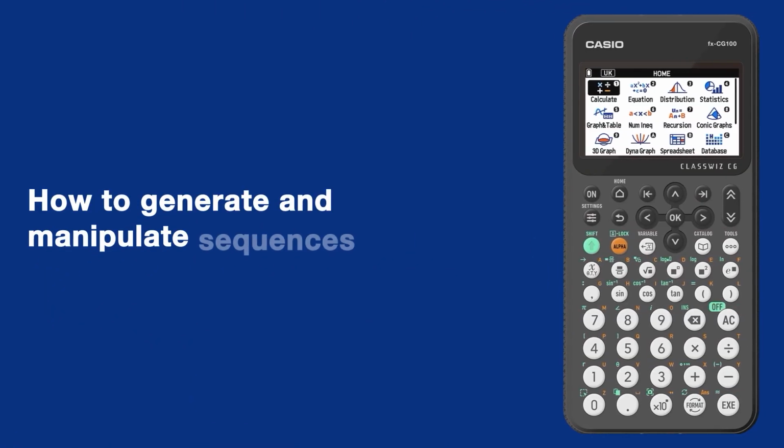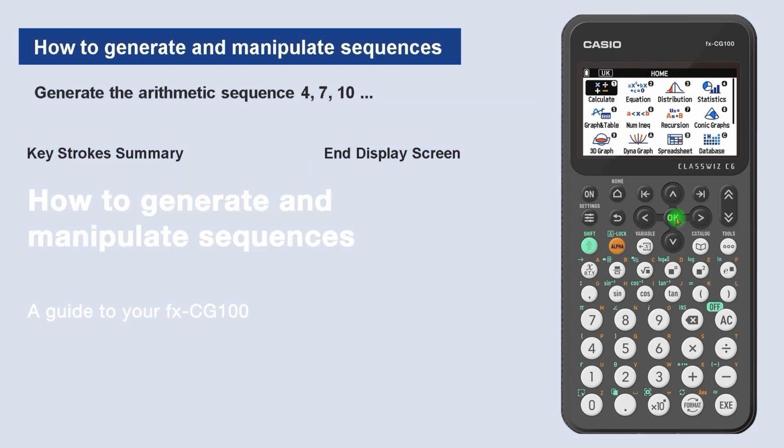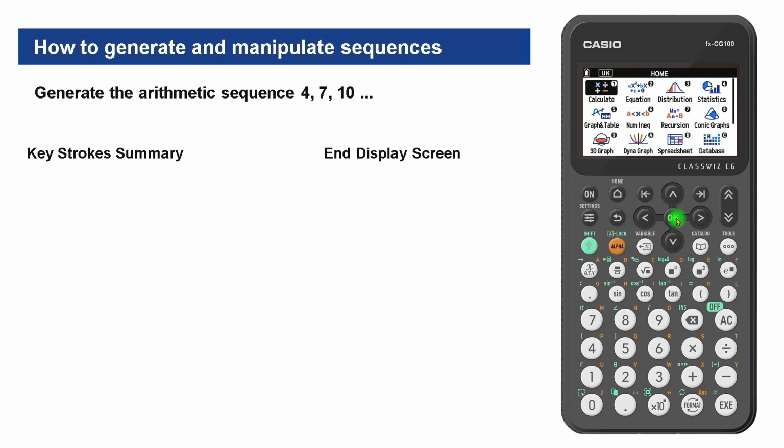Welcome to how to generate and manipulate sequences with the fx-CG100. In this video, we will demonstrate how to find sequence terms, solve sequence problems, and sum a series. The methods demonstrated relate to a single arithmetic sequence, but are equally applicable to geometric sequences. To start, we will look at generating the terms of this sequence.